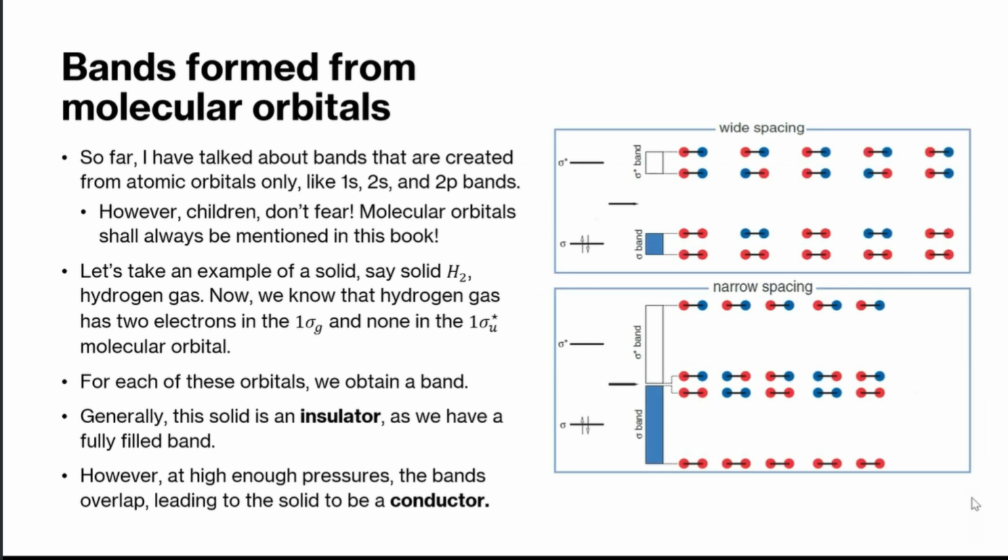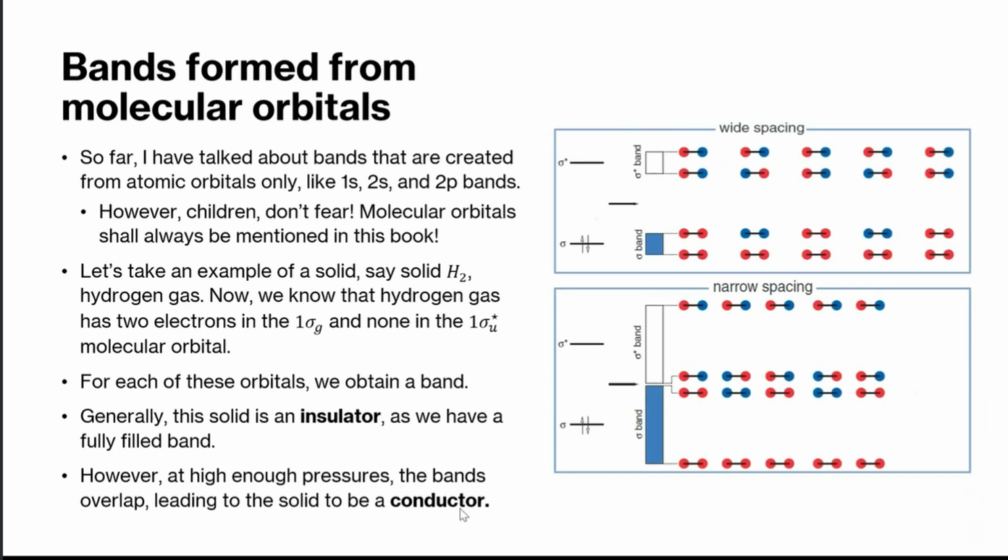What solid hydrogen gas is, basically, you need to cool that thing down to like 16 Kelvin, super freezing frigid temperatures. Now, we know that hydrogen gas has two electrons in that sigma bonding orbital and none in the sigma anti-bonding orbital. So, from each of these orbitals, we obtain a band. Generally, the solid is an insulator, as we have a fully filled band and there's no overlap. However, at high enough pressures, the bands overlap, leading to the solid being a conductor.